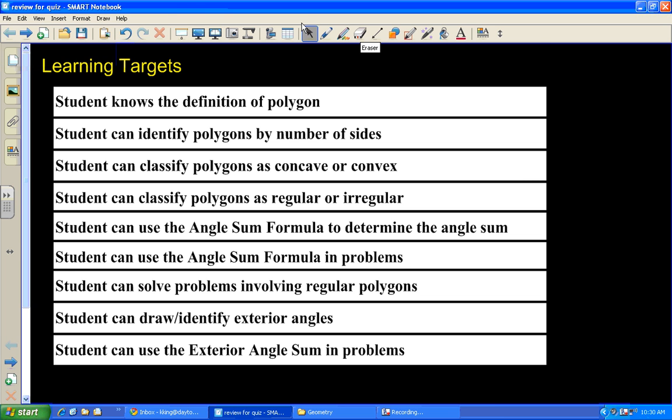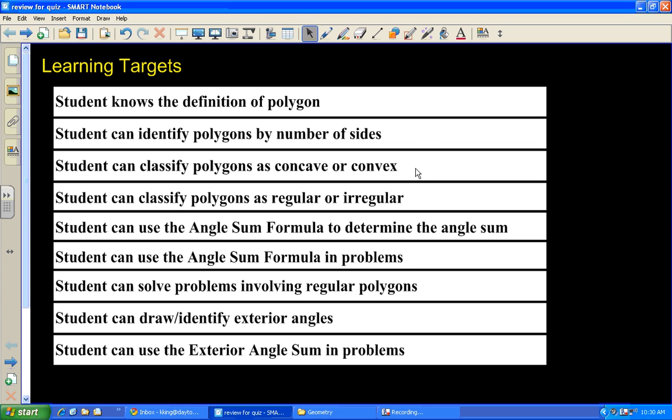As you see on your screen, these are the learning targets you're responsible for. Most of them are actually really easy to handle. The first five of them are basically memorization issues of knowing what is what. The first one is knowing the definition of a polygon. You have to know there's actually 5 criteria. You need to know those criteria. Identifying polygons by number of sides. That's just knowing quadrilateral, hexagon, heptagon, all of those.